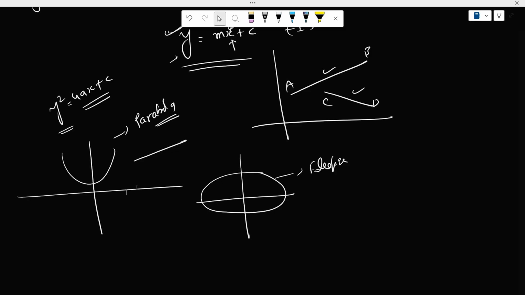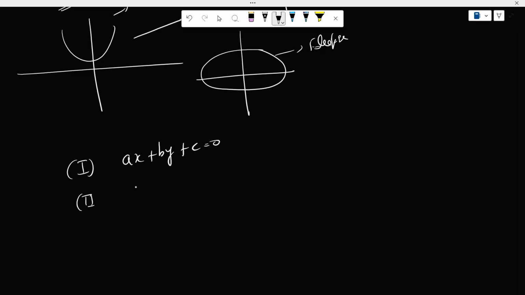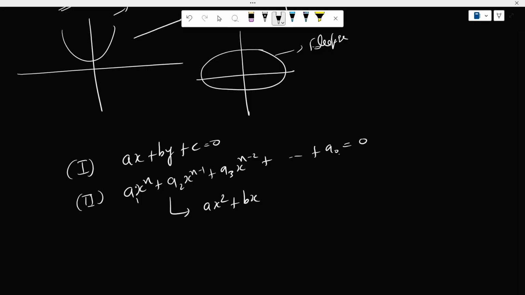So first, let me show you the linear equations. Linear equations are always in the form ax plus by plus c is equal to 0. This is a linear equation. And non-linear equations are in the form like a1 x raised to the power n, plus a2 x raised to the power n minus 1, plus a3 x raised to the power n minus 2, up to plus a0, is equal to 0. Something like this, right? One example is ax square plus bx plus c is equal to 0. This is a non-linear equation, and the top one is a linear equation, right?